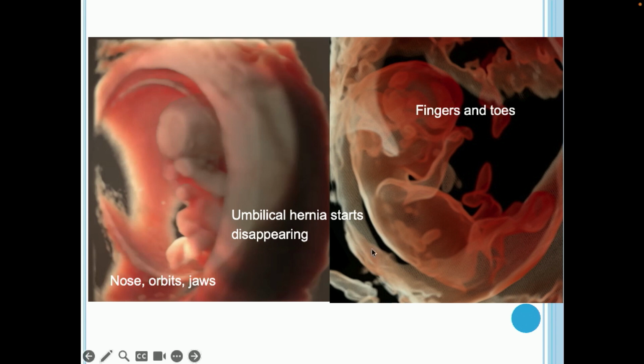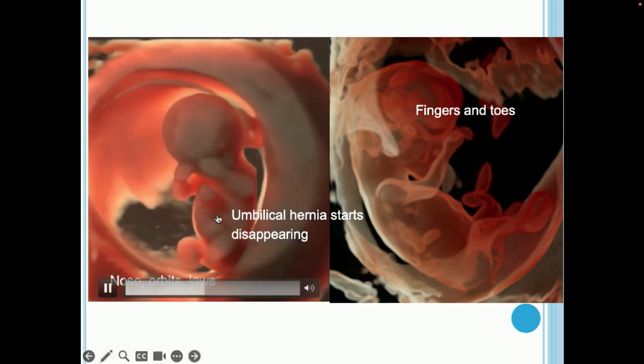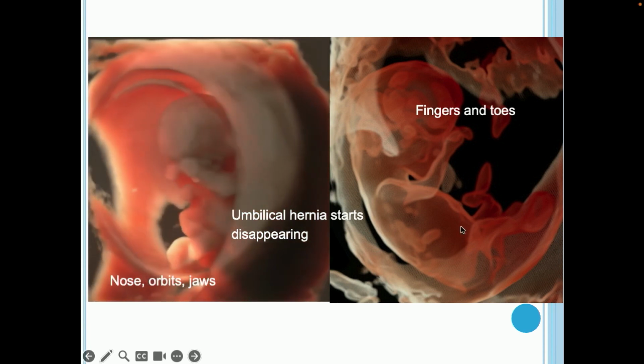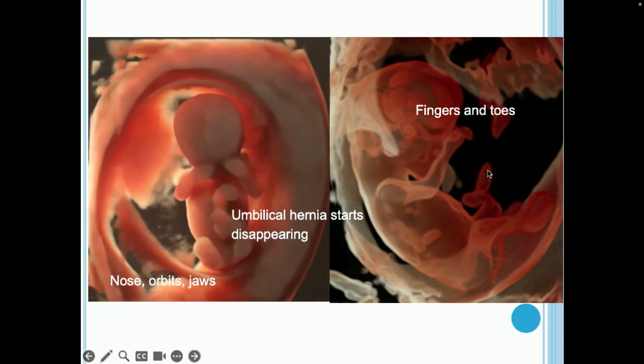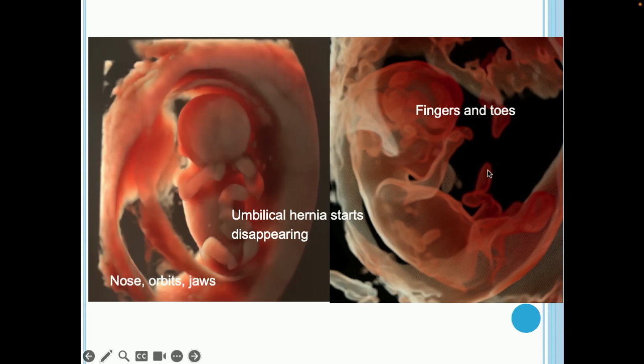So you would also see the umbilical hernia that starts disappearing there, and you would also see the fingers and the toes. If you asked me, it is all transvaginal scan. Yes, let me tell you that with all the new standards nowadays, the entire first trimester assessment has to be done by the transvaginal scan.